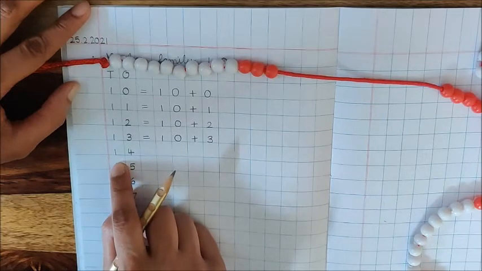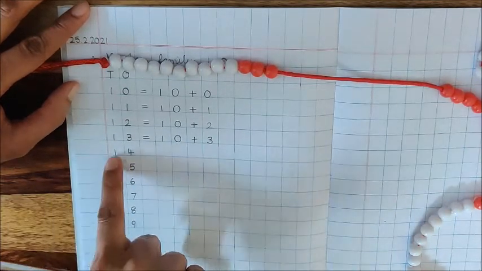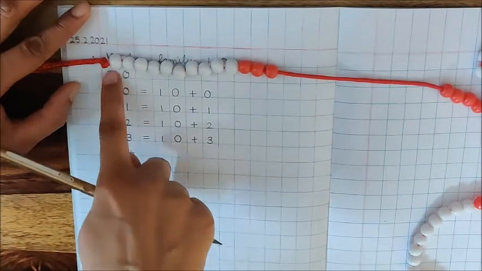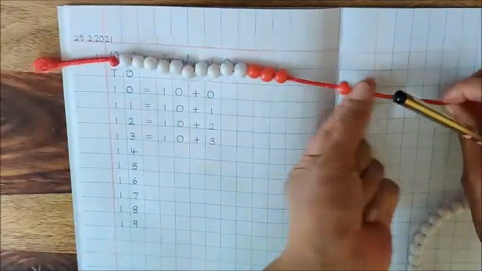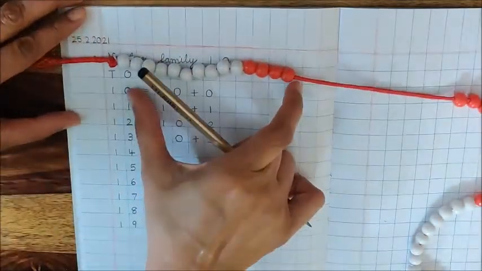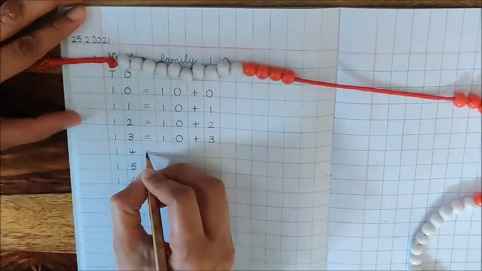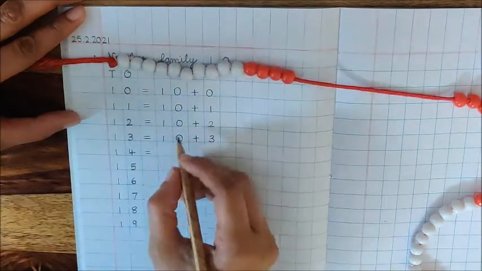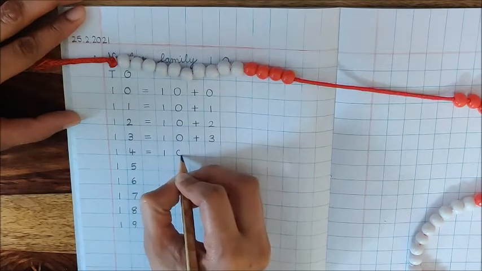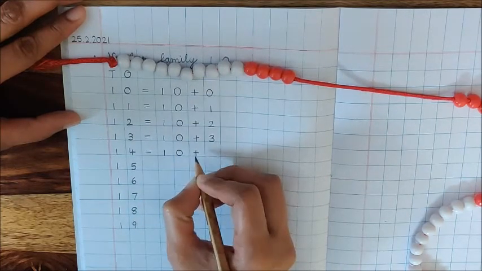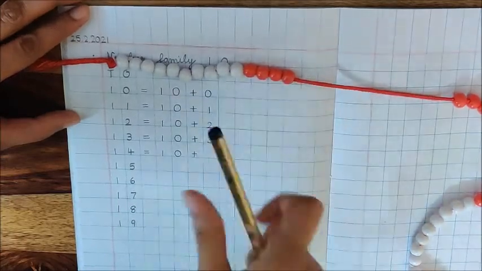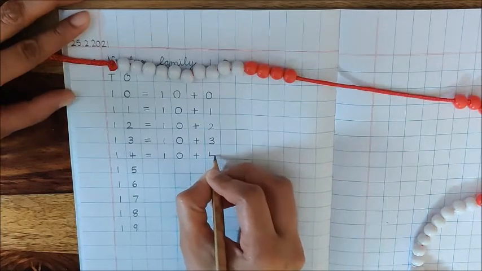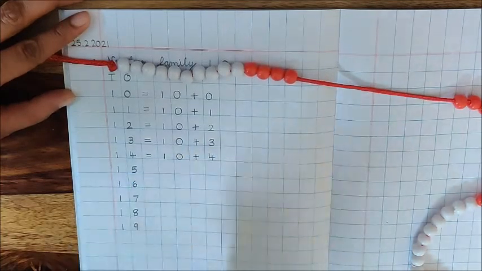Next number is 14. What is 14? 1 ten and 4 ones is number 14. 1 ten and take out one more. 4 ones is number 14. So right here, 14 is, what did we take out first? 1 ten. So right here, 1 ten and how many ones? 4 ones. 1, 2, 3, 4. We have 4 ones. 1 ten and 4 ones is number 14.